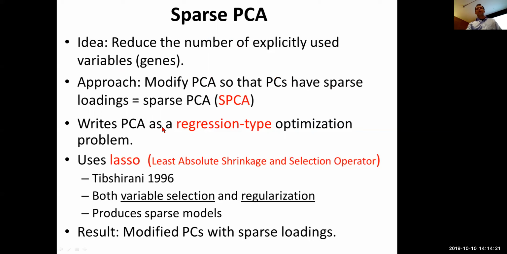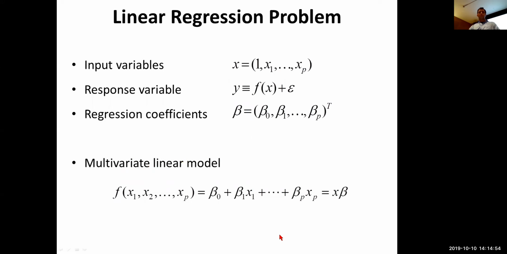So we're going to write PCA as an optimization problem with some shrinkage parameters that basically reduce the number of variables. One popular approach is least absolute shrinkage and selection operator, also known as Lasso, introduced by Tibshirani in '96. It carries out both variable selection and regularization and produces sparse models. So the result is a modified set of principal components that now have sparse loadings instead of depending on all the genes.